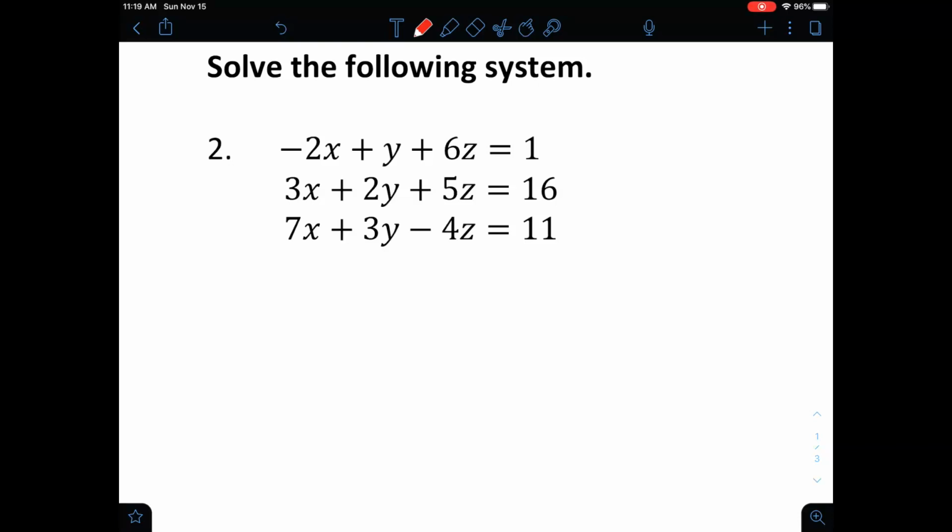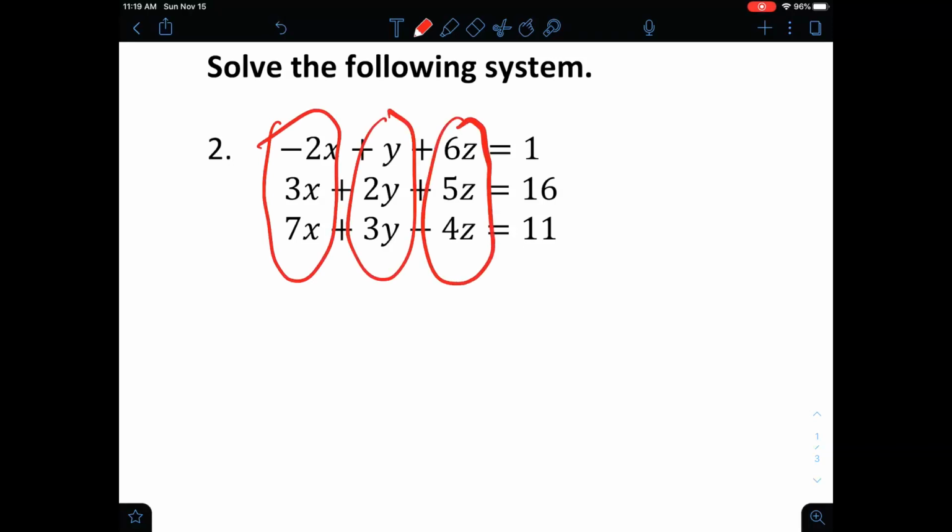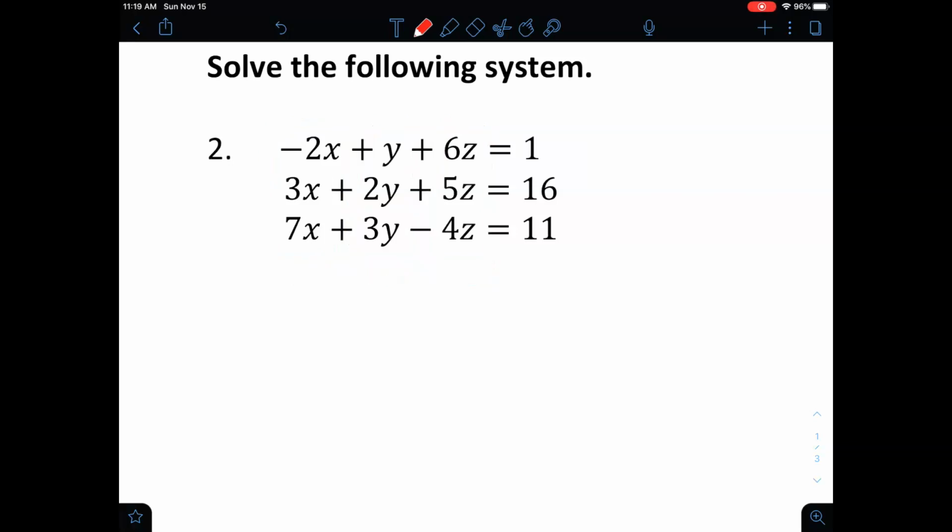So the trick to doing this, you want to look at all the variables and see if there are any opposites first of all, that will cancel out nicely. Between the x's, none of those are opposites. Between y, 2y, and 3y, none of those are opposites. And 6z, 5z, and 4z are not opposites. If we had, for example, 3x, negative 3x, and 3x, we could use the middle equation to cancel the x in the top equation and use the middle equation to cancel the x in the bottom equation. But we don't really have that here.